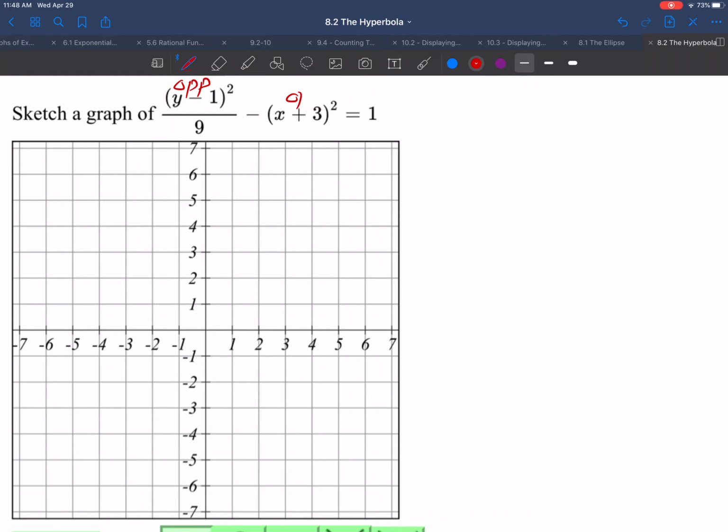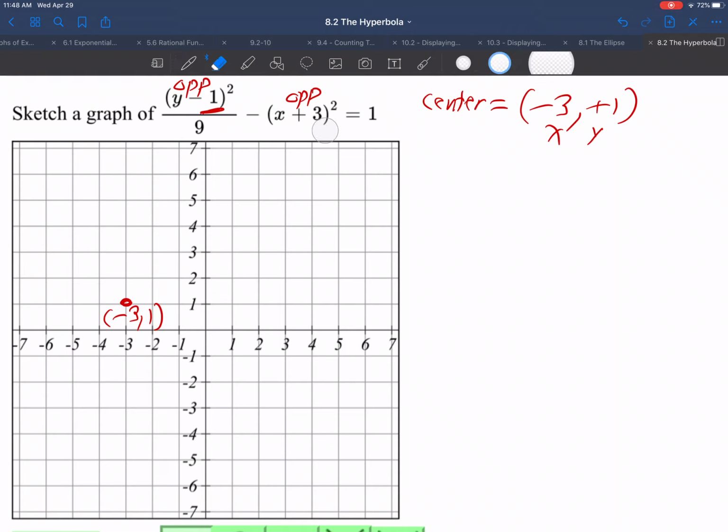It's opposite, opposite. So the center of this hyperbola, because it has a minus in the middle, must be the opposite of plus 3, minus 3. X always has to come first, right? And then the opposite of minus 1, plus 1 for y. So back 3, up 1. Boom, right there. Back 3, up 1. That must be the center of this hyperbola. Opposite, opposite. Okay.